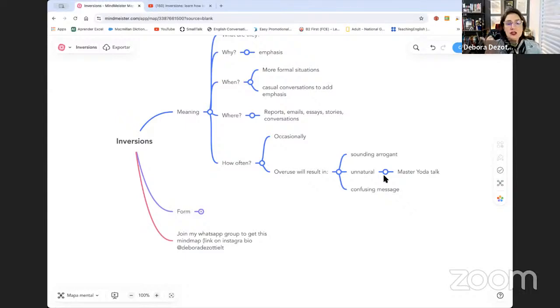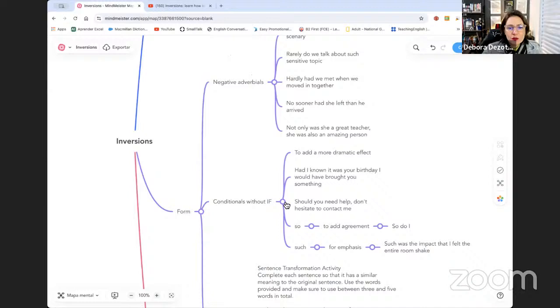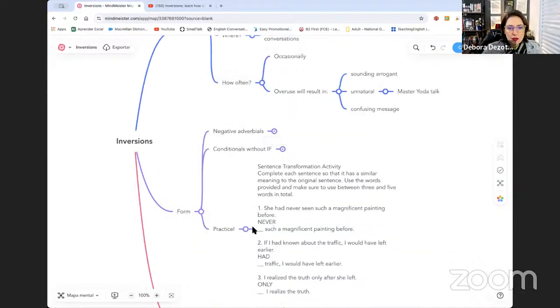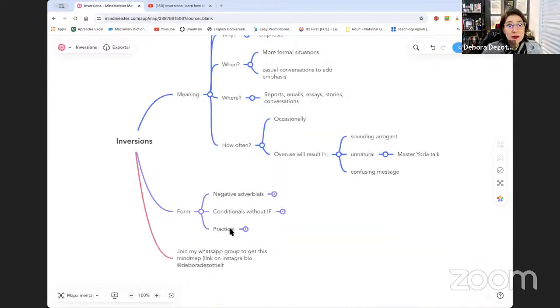But after all, now that you know what inversions are, why you use them, when, where, and how often, let's talk a little about the form. So how can we form inversions? What is the format of inversions? Inversions can be formed in some different ways. Let me just collect this other part here. There will be a practice part in which you're going to practice.